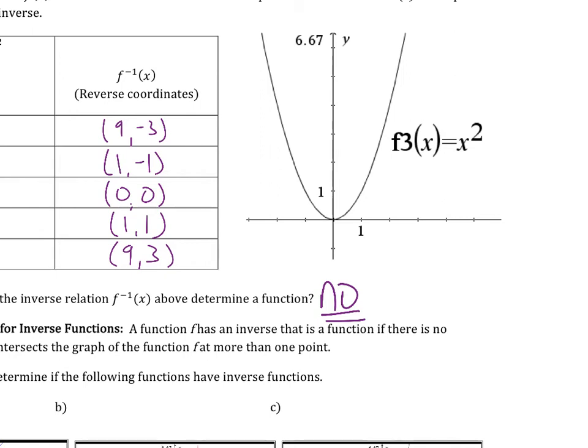If we plot these points, we have 0, 0. We've got 1, negative 1. We had 1, positive 1. And then we had 9, 3, and 9, negative 3, which is off the charts here.